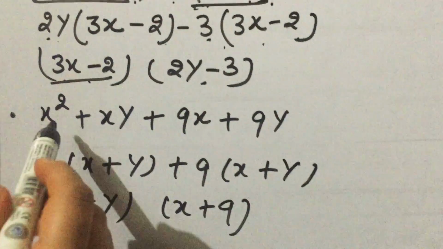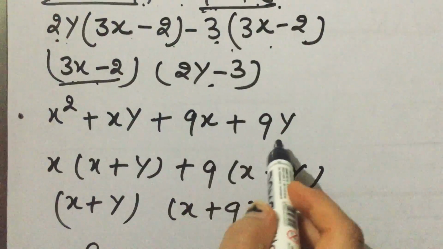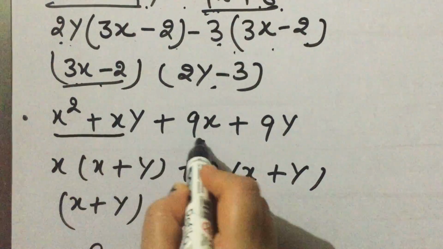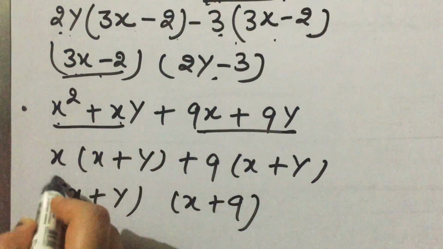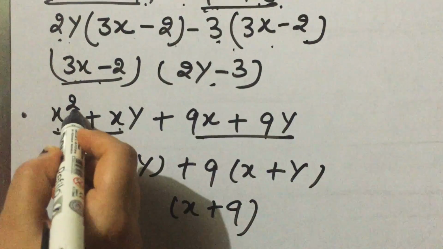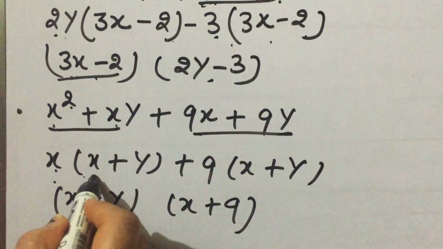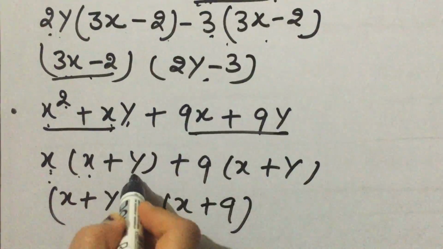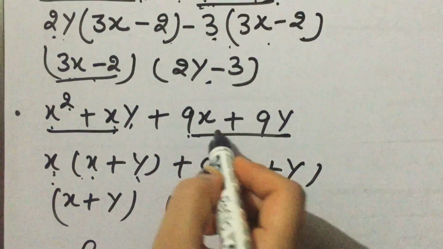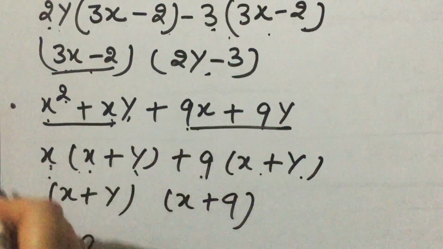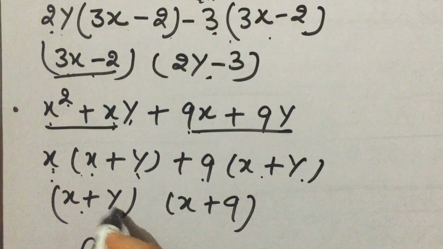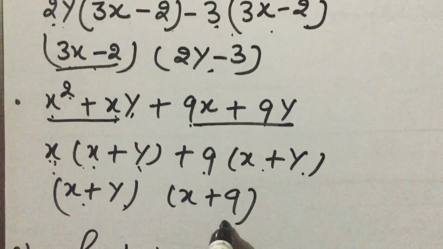Next question. X square plus xy plus 9x plus 9y. Make a group. X is common. We have taken x common. X square is here. If x is common, what is left here? X. X is common. What is left here? Y. Plus take 9 common. What is left? X plus y. So from the whole, x plus y is common. What is left? X plus 9.